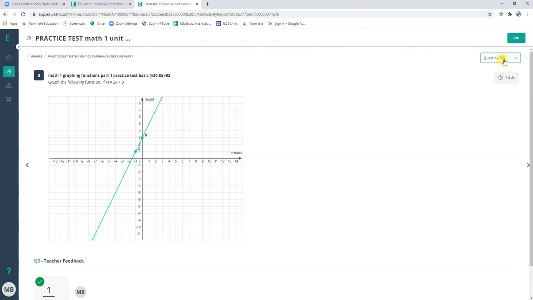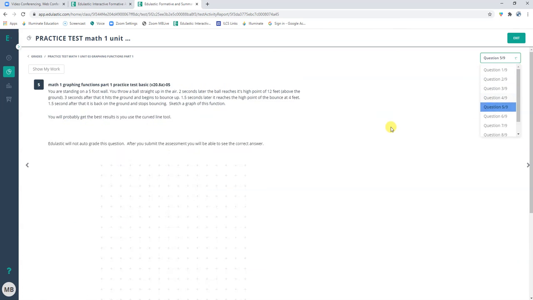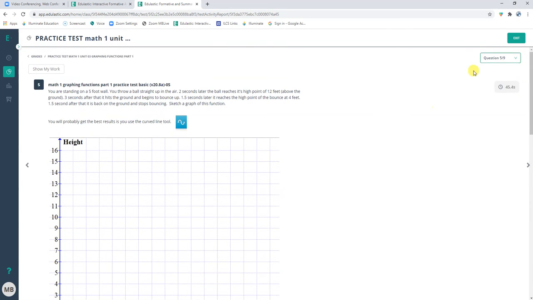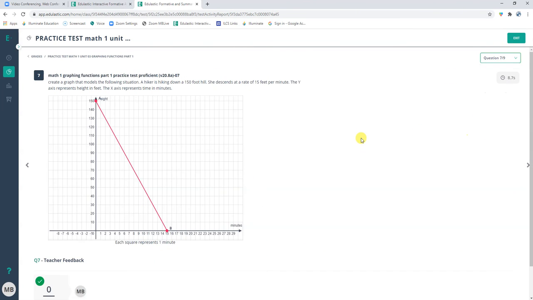That looks good. That looks good. That one, it's not holding it. Edulastic is messed up. That looks good. This one, it did not give me credit for that one. Why not? I'll have to go work on that one. And number 8 is good.